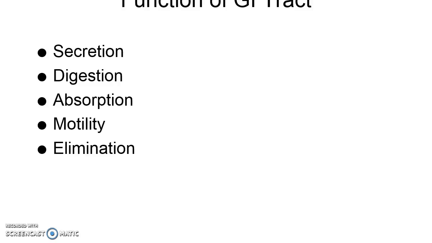Another function of your GI tract is motility, which makes sense. Whenever we're eating, the food goes down our esophagus into the stomach, and from there it gets propelled. Our GI system has those peristaltic waves that we've learned about, and they help move the food particles to where they need to go. Then our last function is elimination. Of course, that's when all the particles that are not needed, that we've broken down, are excreted through the anus in the form of a bowel movement.